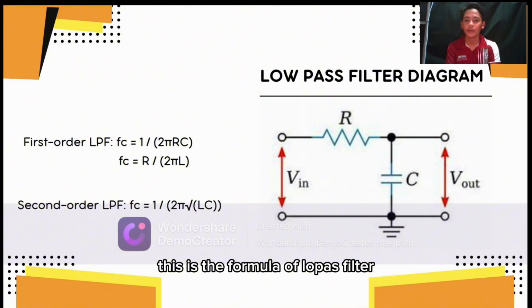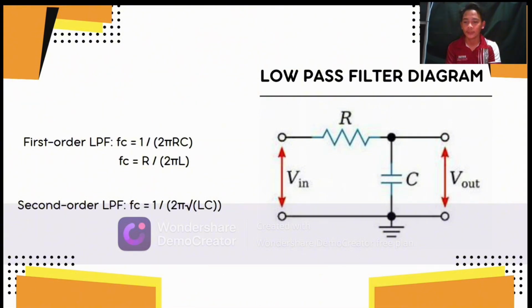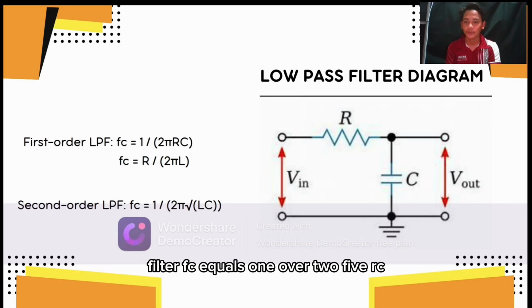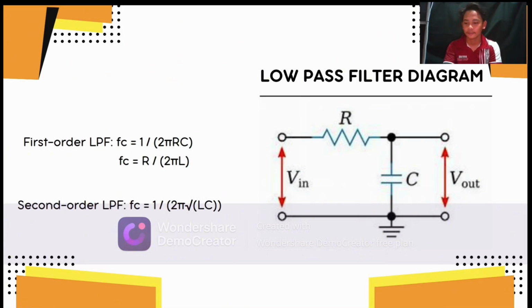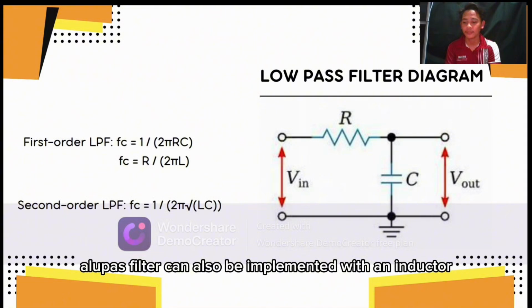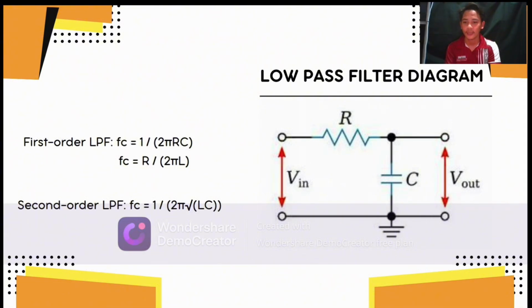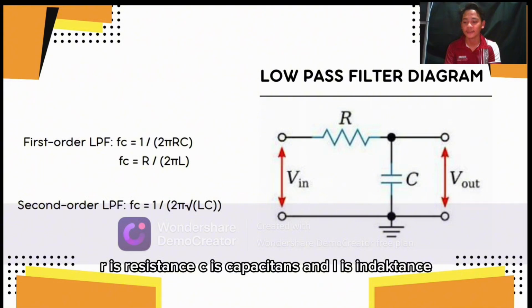This is the formula of low pass filter. First order low pass filter, Fc equals 1 over 2 pi RC. A low pass filter can also be implemented with an inductor and resistor, and Fc equals R over 2 pi L. Fc is the cutoff frequency, R is resistance, C is capacitance, and L is inductance.